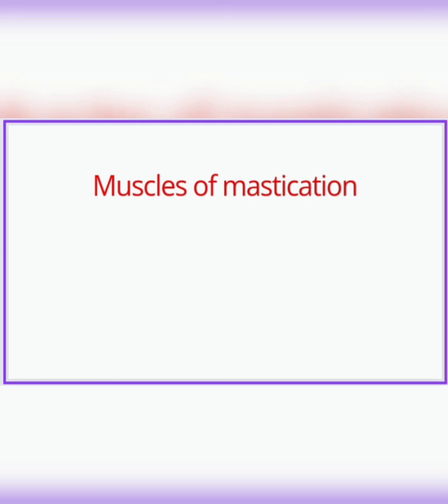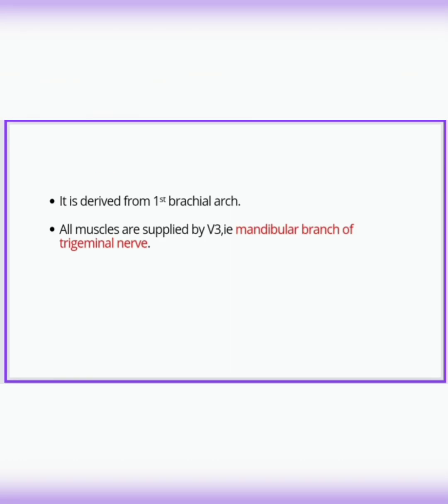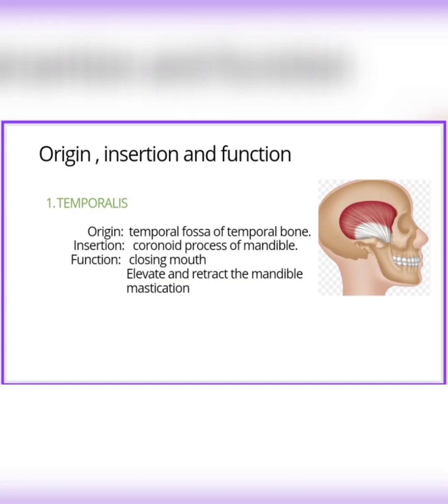This is a tutorial on muscles of mastication. We all know that the muscles of mastication are important muscles which are helpful for mastication. They are derived from the first branchial arch. All muscles are supplied by V3, that means the mandibular branch of the trigeminal nerve. There are four muscles of mastication: temporalis, masseter, medial pterygoid and lateral pterygoid.